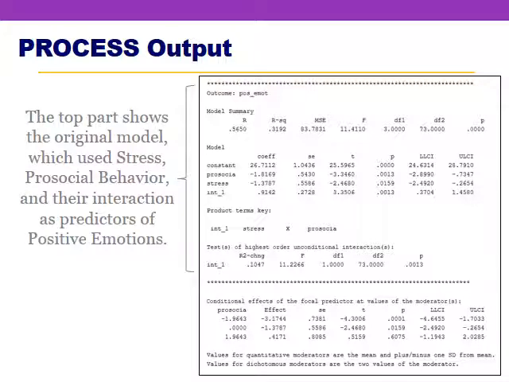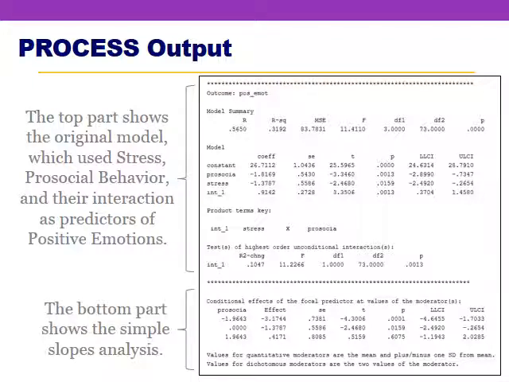At the top, we have the original regression, right? So we have stress, prosocial behavior, and their interaction as predictors of positive emotions. We're used to seeing this as the coefficients table, right? In previous examples where we've done this, we've gotten a table called coefficients. This is basically the equivalent of that table. So we have a row for our constant, we have a row for prosocial behavior, we have a row for stress, and we have a row for the interaction. The bottom part of the table, which we'll get to in a second, shows the results of the simple slopes analysis that helps us make sense of our interaction.